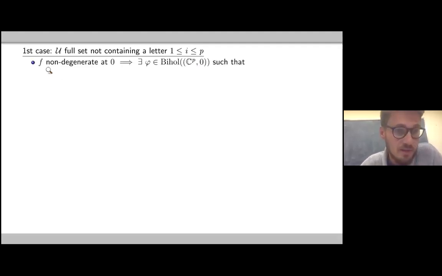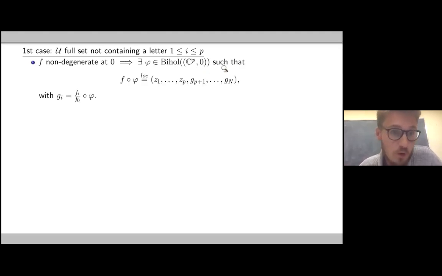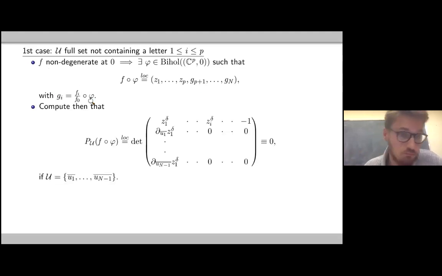So the fact that F is non-degenerate at 0 means that locally we can find a biholomorphism φ of C^p, 0 such that we can write F∘φ locally in the following fashion. Up to doing a permutation of the coordinates, we can always write it in this fashion: Z1 until Zp, then G_{p+1} until G_n. And now we can just compute this locally.